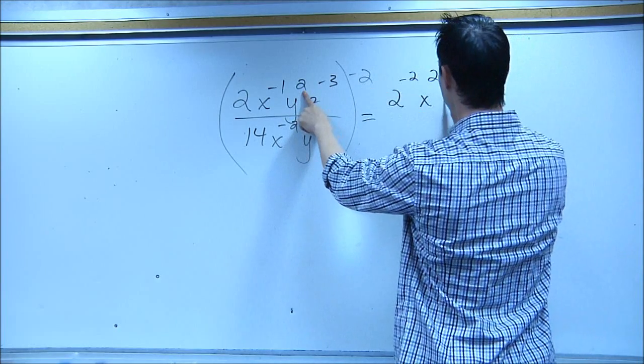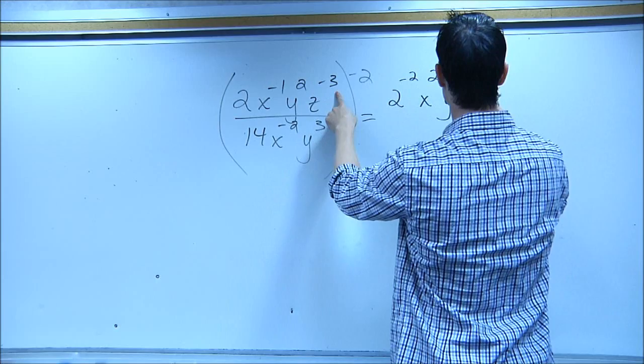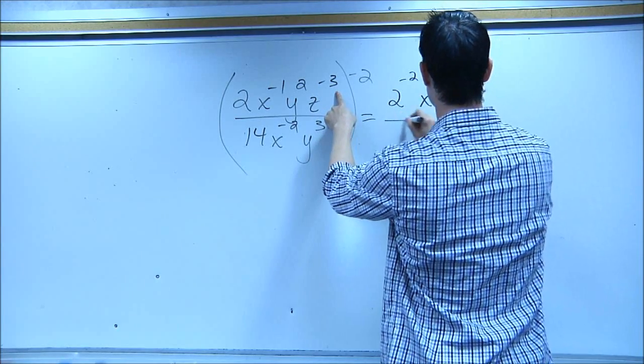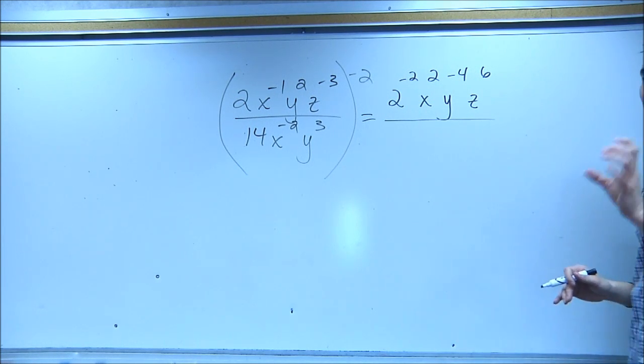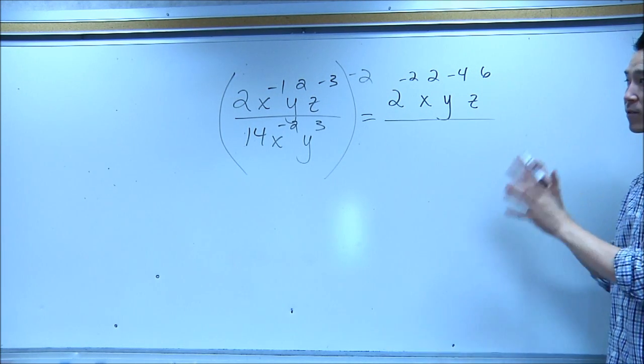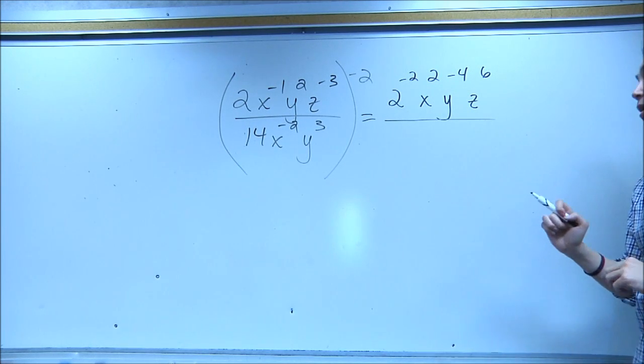Y to the, multiply those exponents, you get negative 4. Multiply these exponents, you get positive 6. Okay? So just double check that you understand what happened in that top row. The 2 got raised to the negative 2, and each of those variables got raised to the negative 2, but those were power to a power, so I multiplied the exponents.